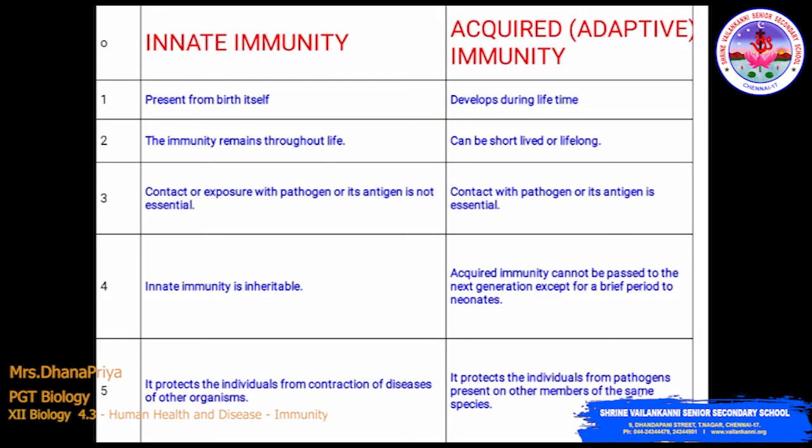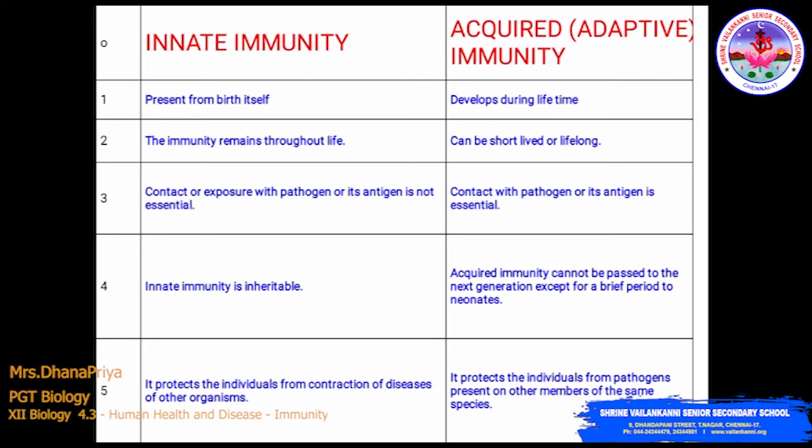Here we study the difference between innate and acquired immunity. Before proceeding with acquired immunity, I will give you the difference so you can easily understand the terms. Innate immunity is present from birth itself. Acquired is also called adaptive. It develops during the lifetime. The immunity can be short-lived or lifelong.